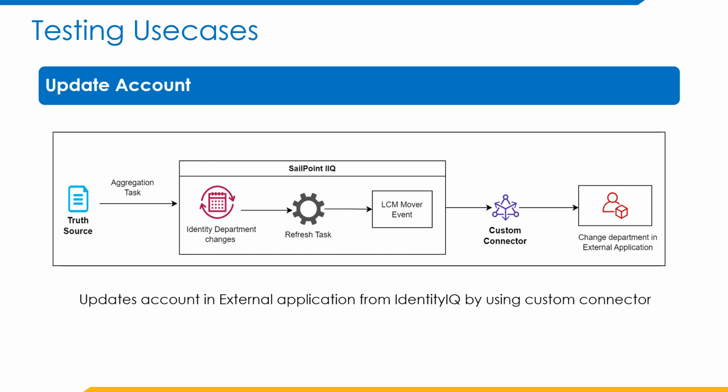The next operation is update account. Here, when the department attribute in the truth source gets updated, an identity will be updated with the new value from the aggregation task. Upon running the refresh identity cube task, a configured lifecycle mover event will be triggered to handle the account updating process in the target application using a provisioning plan. The custom connector would receive this provisioning plan and perform the update operation in the external application as specified in the logic of the update method. The end result will be the account is updated with the new department value in the external application.